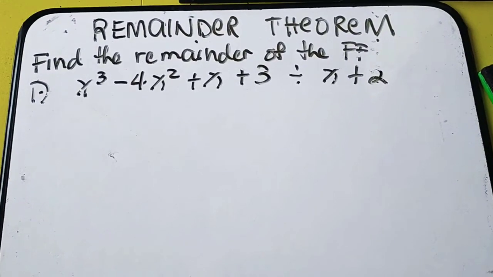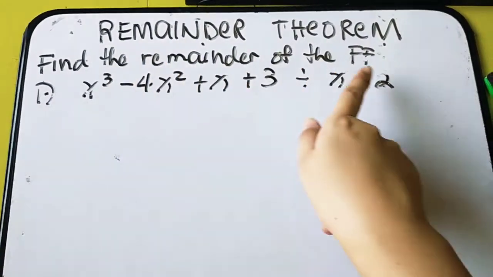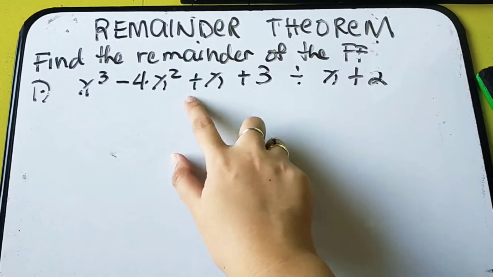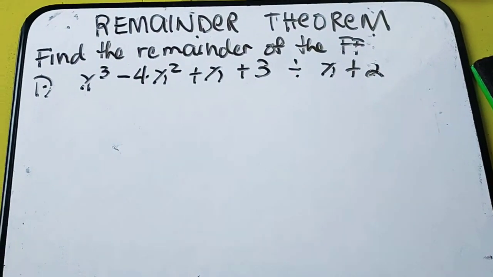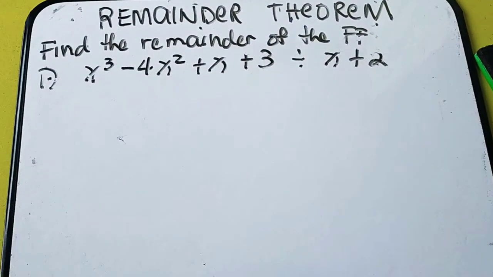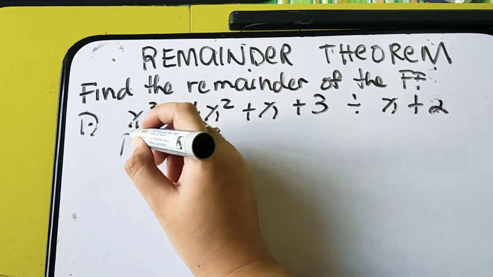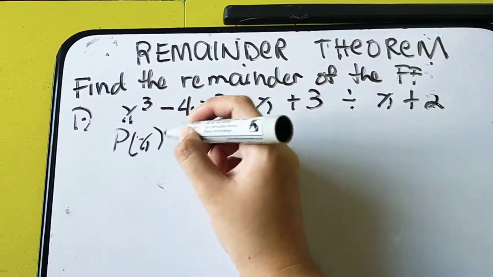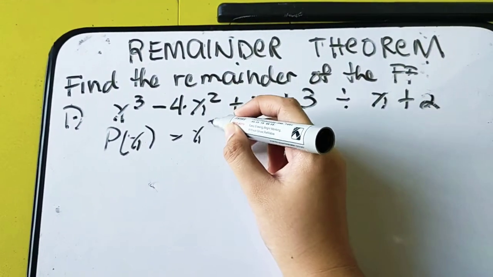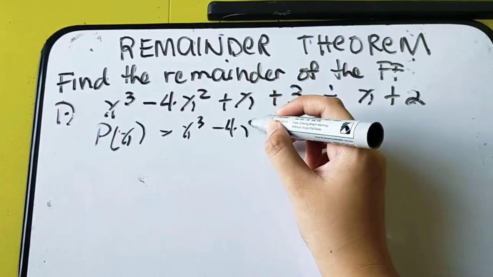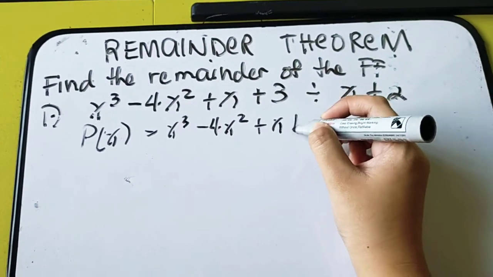Our example here is find the remainder of the following: x cubed minus 4x squared plus x plus 3, divided by x plus 2. So, we are going to formulate it by p of x. P of x is equal to x cubed minus 4x squared plus x plus 3.